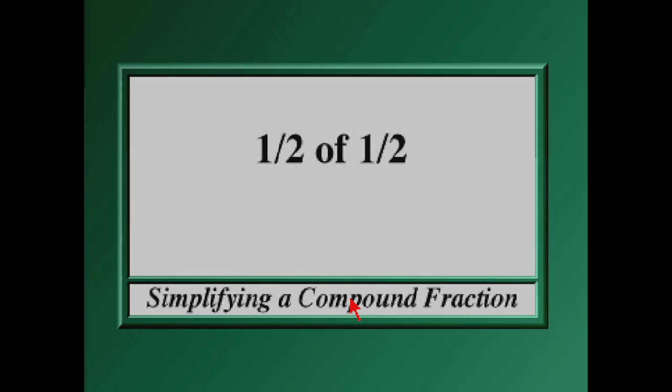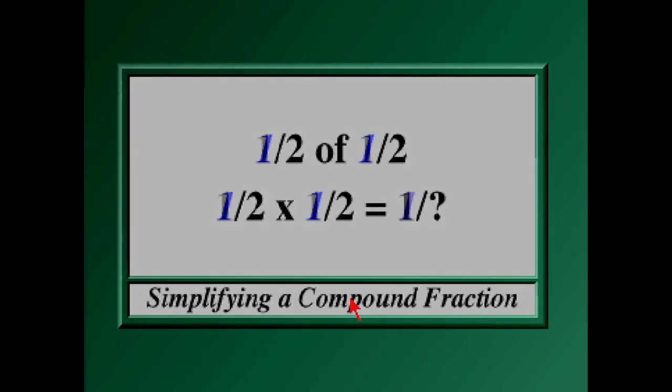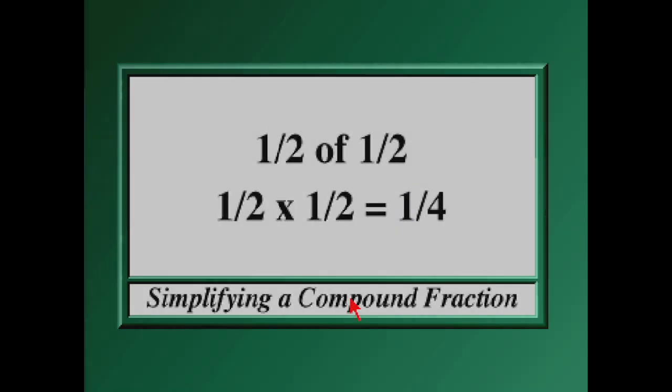For example, to simplify the compound fraction 1/2 of 1/2, multiply the first numerator by 1 and the second numerator by 1. The product 1 becomes the numerator of the simplified fraction. Next, multiply the denominators. 2 times 2 is 4. 4 is the denominator of the simplified fraction. Since the new fraction 1/4 cannot be reduced further, 1/4 is equivalent to 1/2 of 1/2.